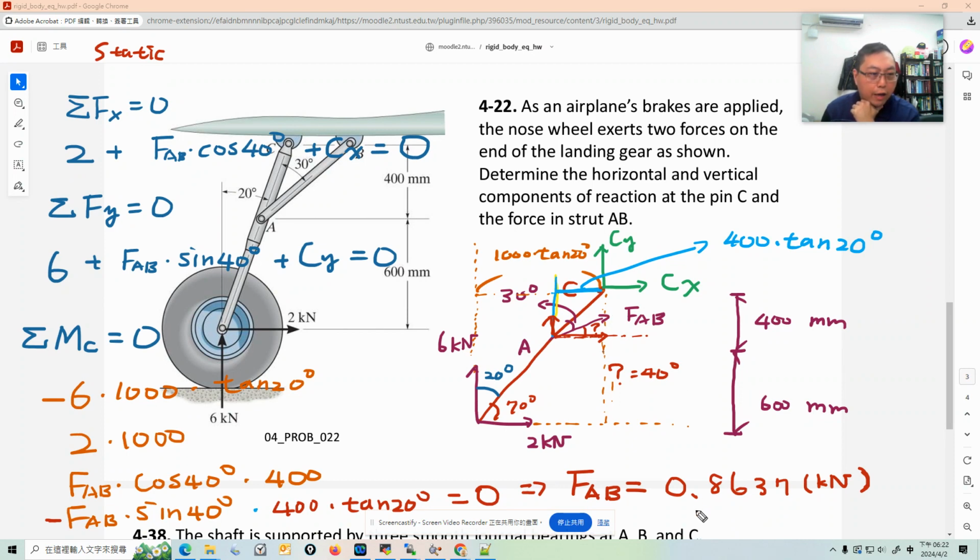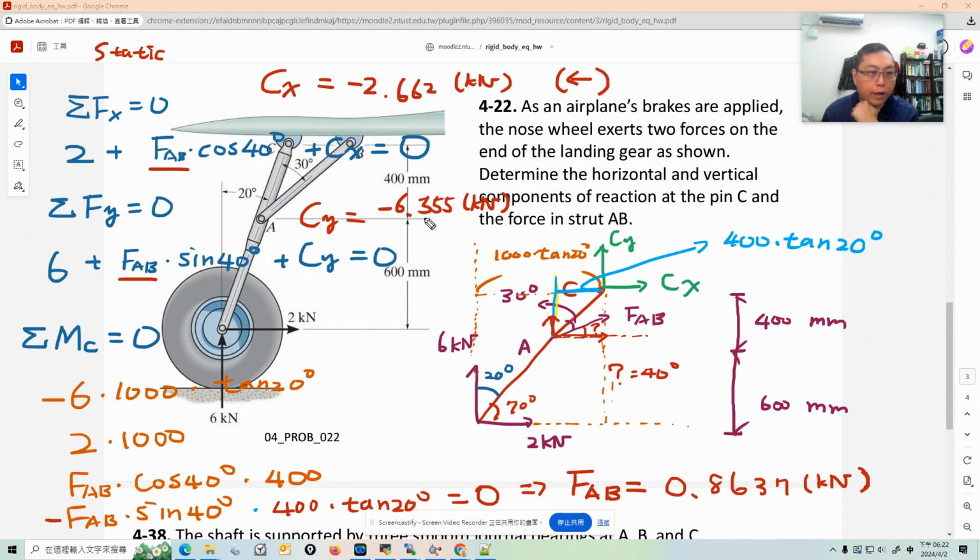Now that we have solved FAB, you can put FAB in there and get CX and CY. If you put FAB in these two equations, CX will become minus 2.662 kilonewton, and CY is minus 6.555 kilonewton. Because initially we assumed the reaction force points to the right and up, all positive, but finally we get a negative answer, that means the real direction of CX is to the left, and the real direction of CY is down.